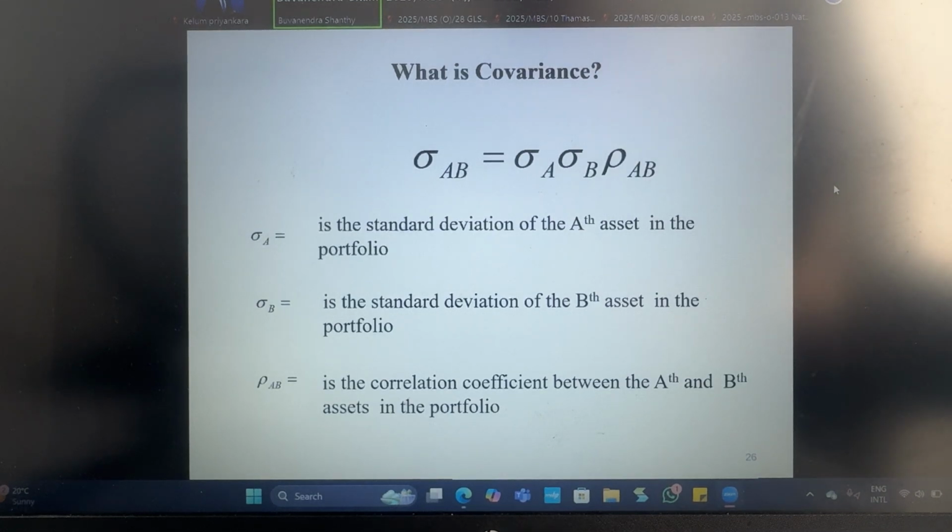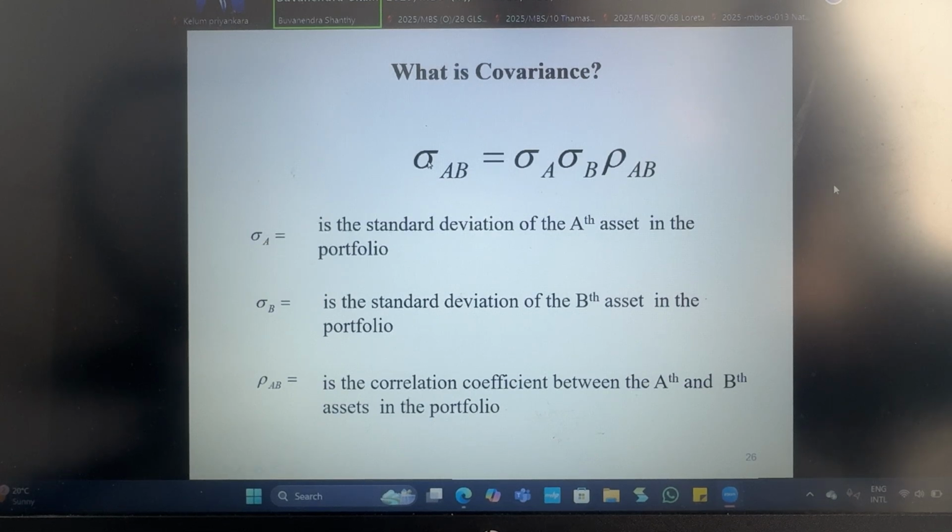Covariance and correlations are similar. There are two concepts we have. These two concepts explain in a different way the same thing, the relationships. Covariance is the measurement of how two random variables will change together. That is called covariance. So that is what you can see here.